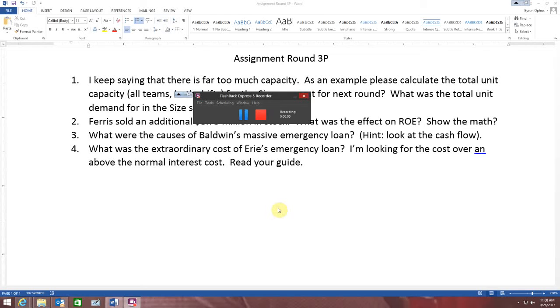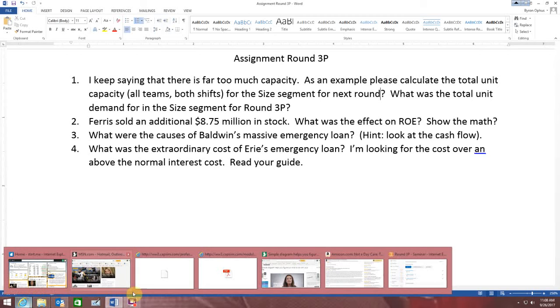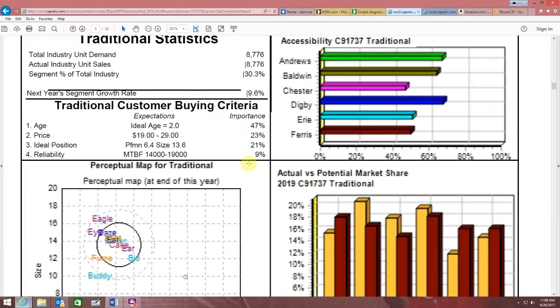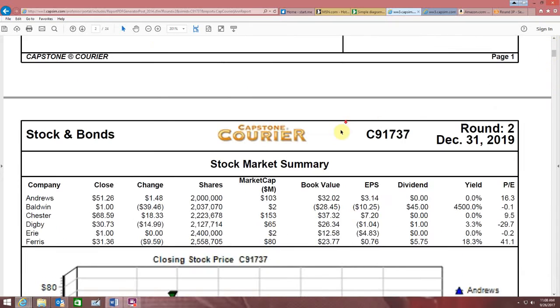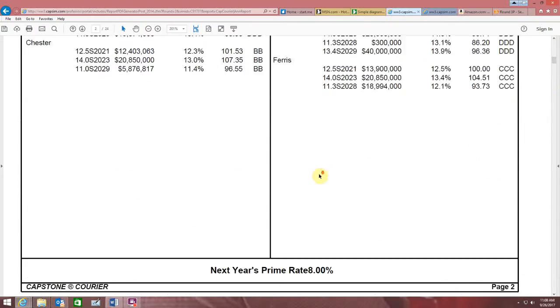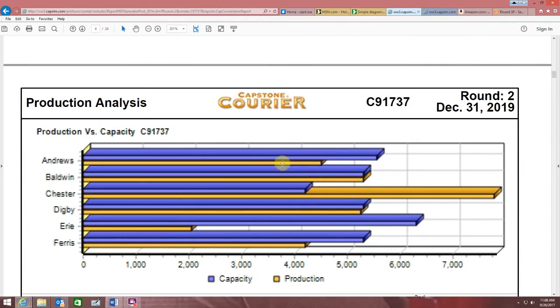Let's take a look at the assignment for round 3P. One thing I keep saying is that there is far too much overall capacity, and I say that because I look at this chart up here. There's way more blue than there is gold, and the only team really that's using capacity.